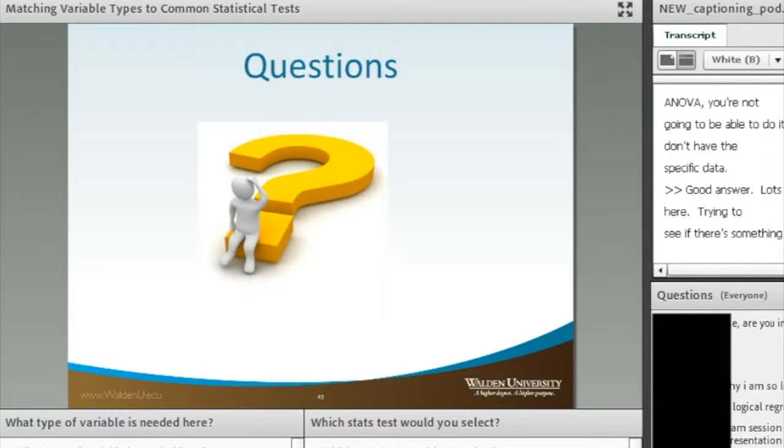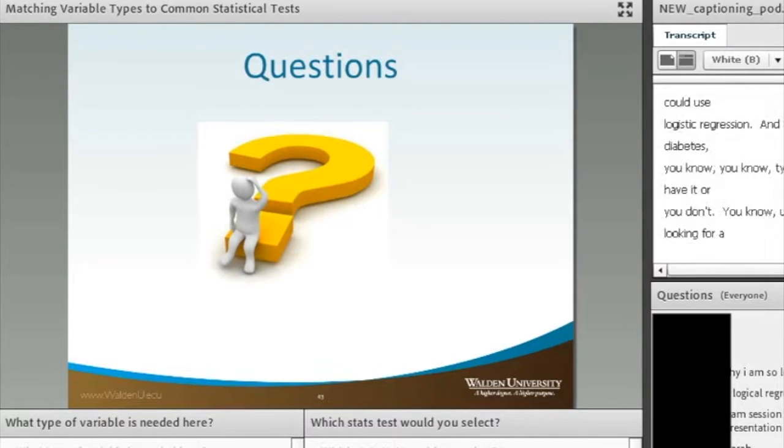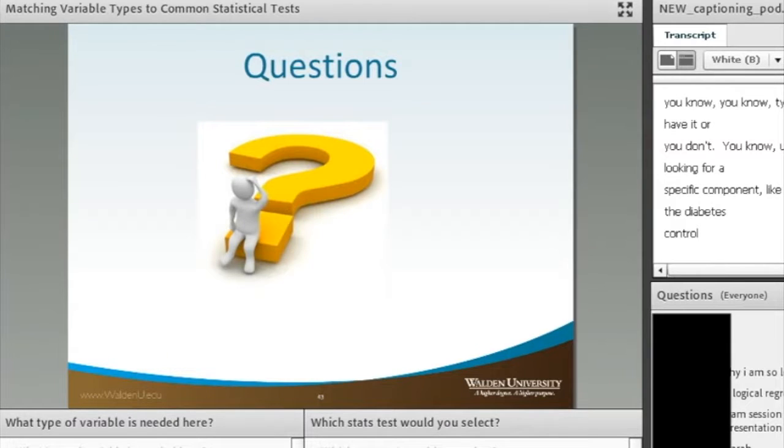And there was a question of whether with diabetes you could use logistic regression. You certainly could use logistic regression if you're using, so logistic regression is designed specifically for dichotomous variables. So if your diabetes was yes, no, then certainly you could use logistic regression. And for diabetes, typically you either have it or you don't, unless you're looking for a specific component like the diabetes control, like a hemoglobin A1C, for example. But certainly you could use logistic regression in that case. It's a little bit more advanced.